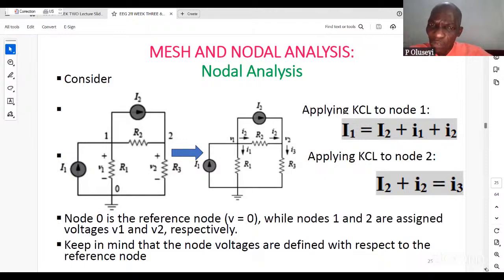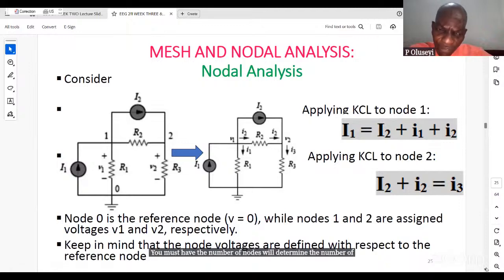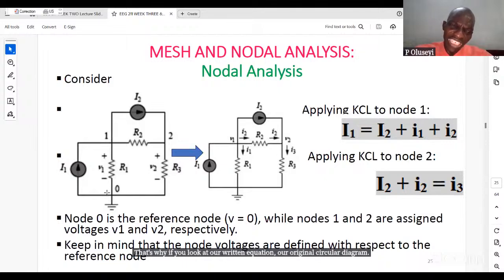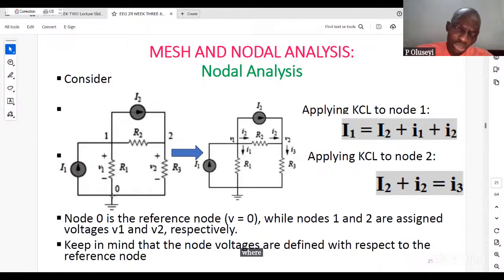The number of nodes will determine the number of equations you will have, after you have removed the reference node. Your reference node is always 0. Voltage will be 0 there. That's why if you look at our original circuit diagram, you will see that 0 is meeting where you have the reference node.